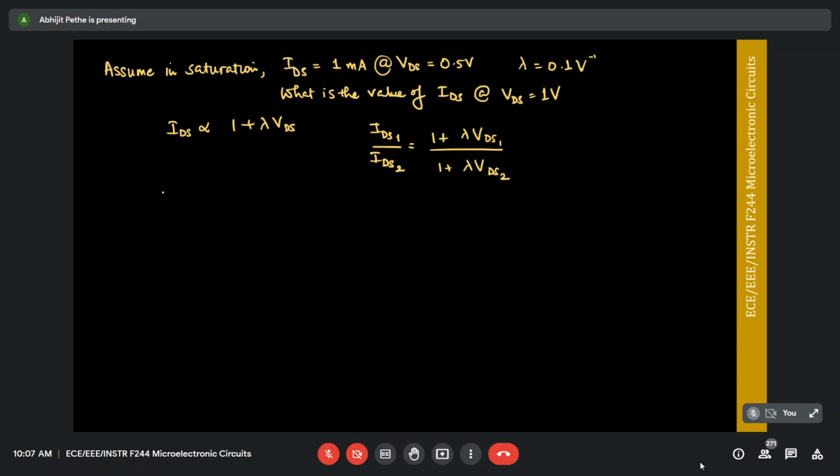Now if I ask you the next question, what is the output resistance of this transistor? How would you calculate that?